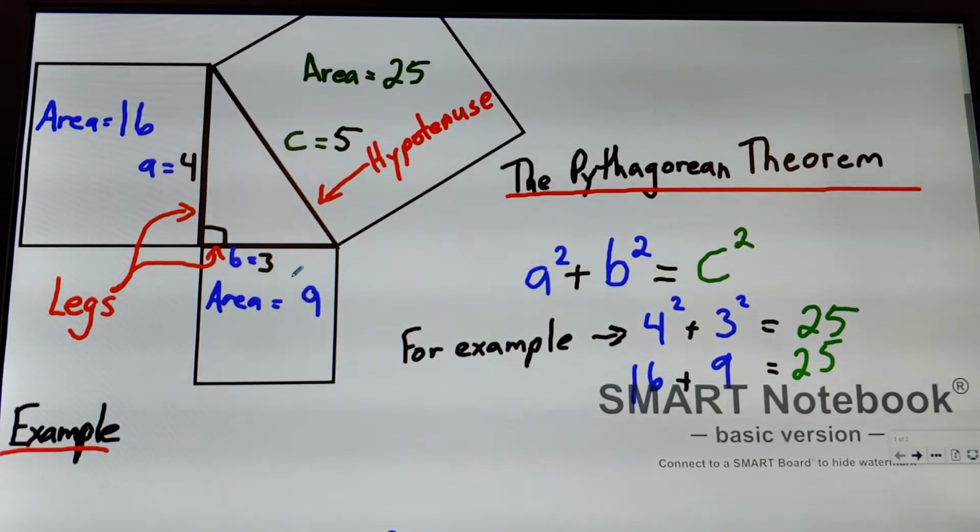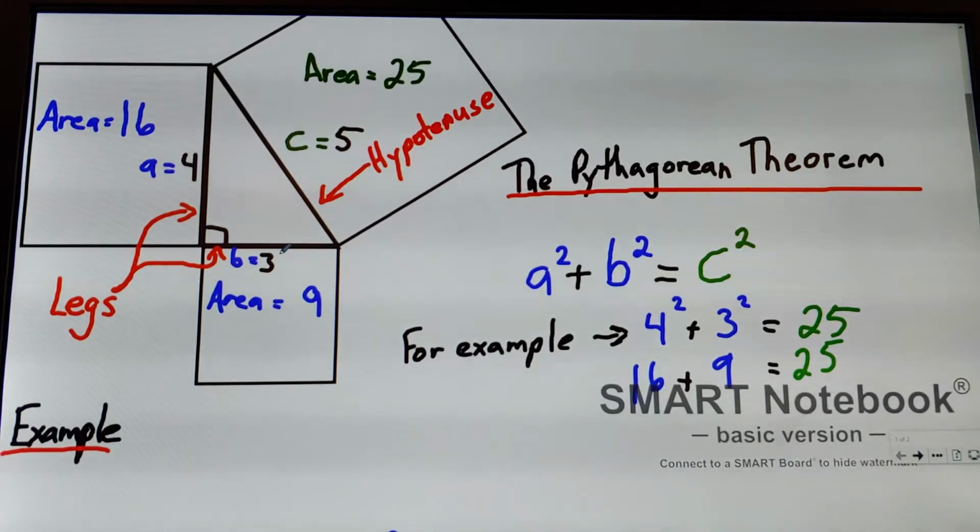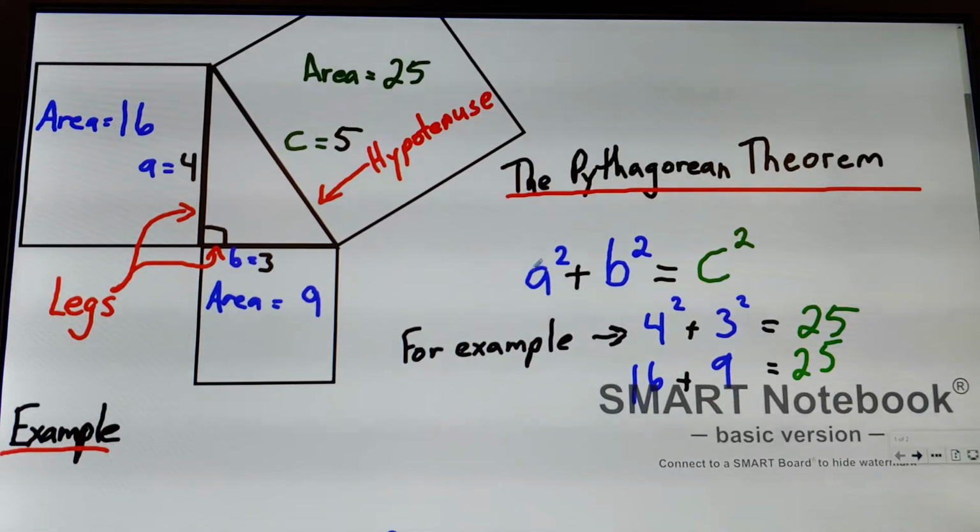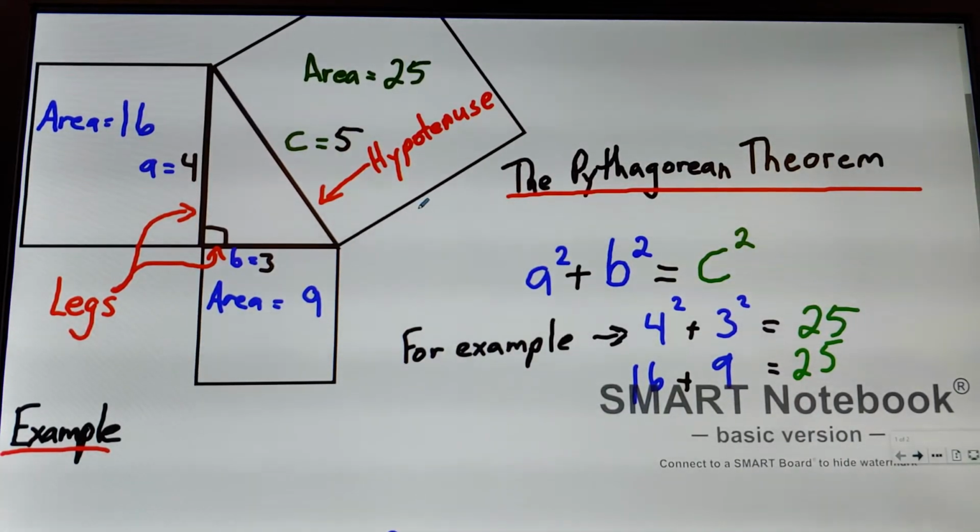Some things for you to know, just some terminology. These two shorter sides are called the legs. They are interchangeable. So A and B, it doesn't matter what order they go in, as long as you square them and you add them. Side C is called the hypotenuse. It must be the longest one, and it's the one that's diagonally opposite from the right angle. Okay.